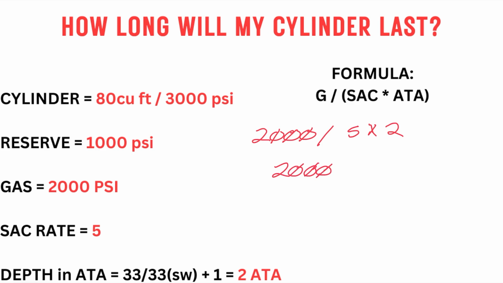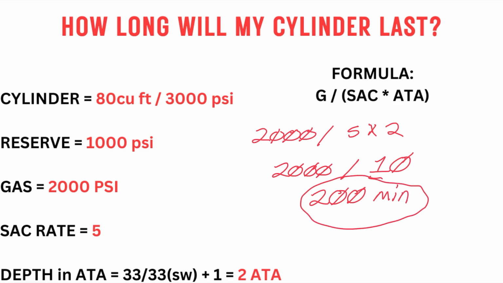So how long will our cylinder last at 33 feet of salt water? To figure that out, we divide the amount of usable gas we have, 2,000 psi, by their breathing rate of 10 psi per minute. 2,000 psi divided by 10 psi per minute equals 200 minutes. So his aluminum 80 will last him 200 minutes at 33 feet in salt water.